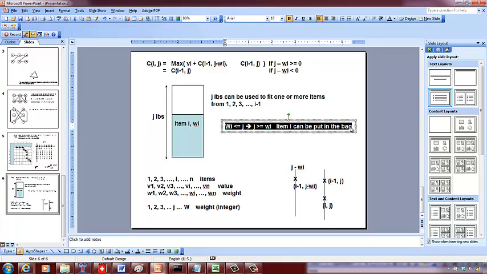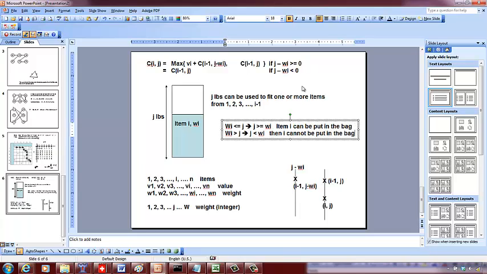If item i weighs more than j, we cannot put it in the bag. If j is less than Wi, then item i cannot be put in the bag even if you want to. That's what is captured by this: j less than Wi means j minus Wi is less than 0, and j greater than or equal to Wi means j minus Wi is greater than or equal to 0.